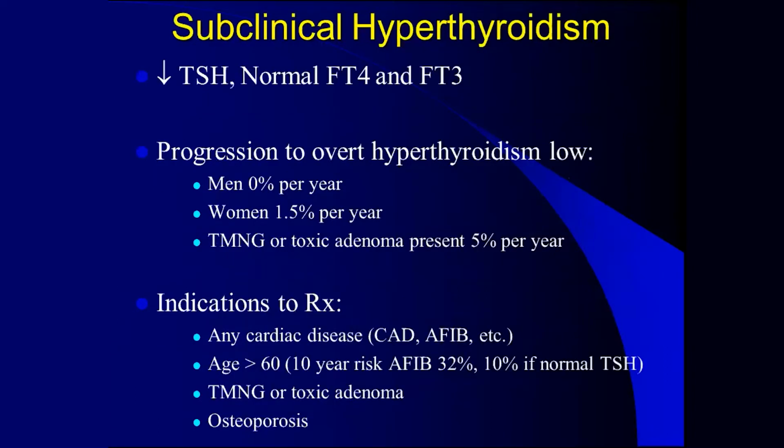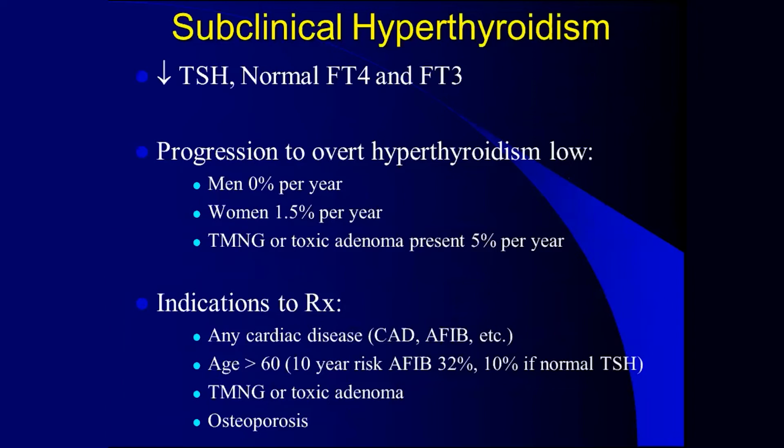Now, coming to subclinical hyperthyroidism, in this, the TSH levels are low, but the FT3 and FT4 levels are normal. This very rarely progresses to hyperthyroidism. In men, the progression is 0% per year. In women, it is 1.5% per year. But if the patient, along with subclinical hyperthyroidism, has a toxic multinodular goiter or a toxic adenoma, the progression can be 5% per year, and hence these cases need to be treated even for subclinical hyperthyroidism.